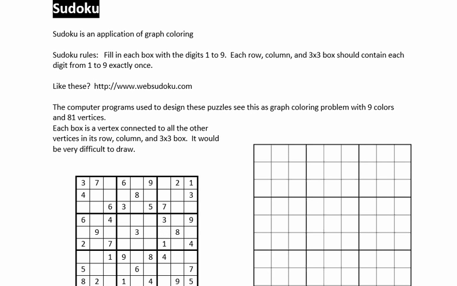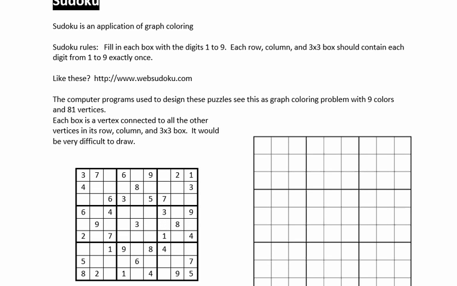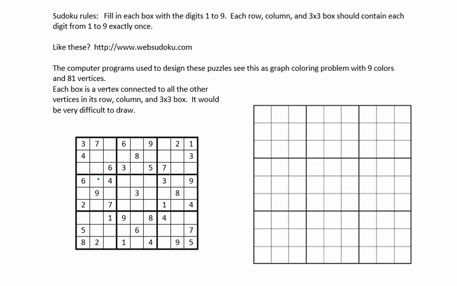Sudoku is a game that a lot of people play, and it's actually an application of graph coloring too. The way Sudoku works is that you have a box with all the numbers from 1 to 9, and you're trying to get each row, each column, and each 3 by 3 box to have the digits 1 through 9 exactly once.